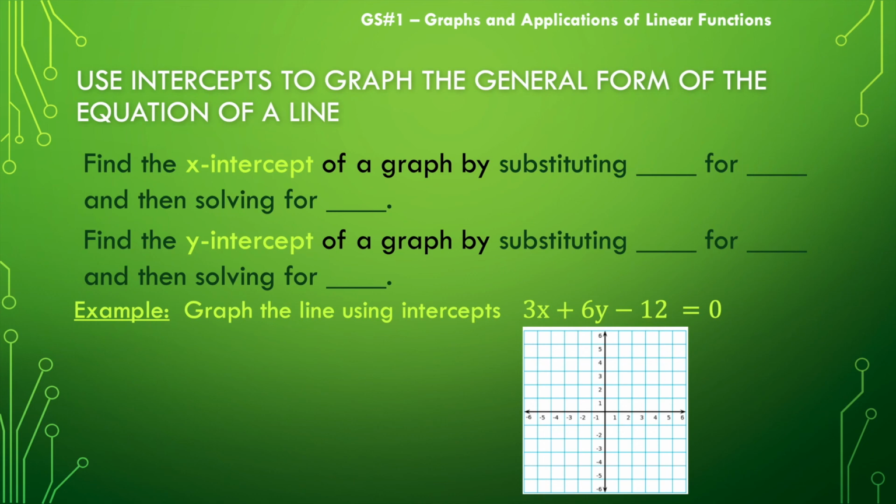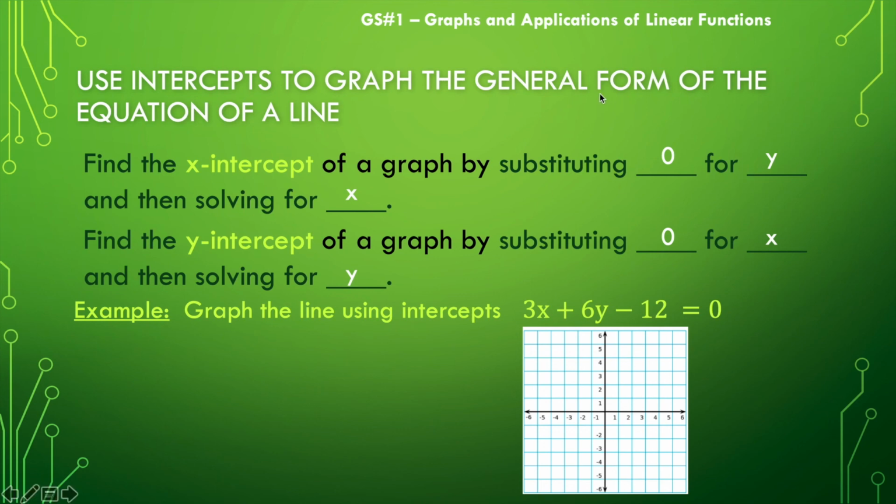So we can use that to find the x-intercept of any graph because we can substitute a 0 in for y and then solve for x. And likewise, for the y-intercept, I can do the same thing. I can substitute a 0 in for x and then solve for y. Okay? And so in this case, if I am going to graph by using intercepts, I'm going to find both of these intercepts first, plot them, and then sketch the line between them.